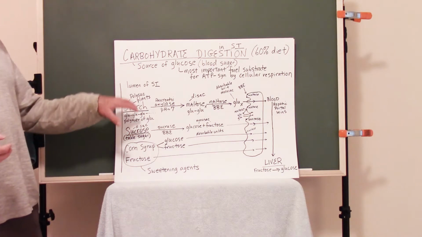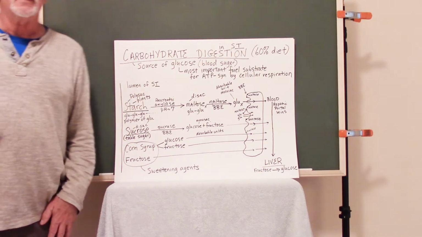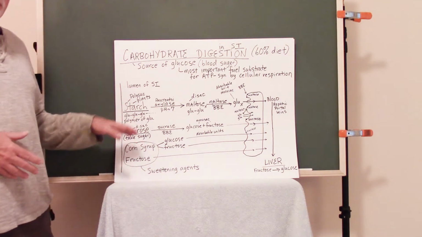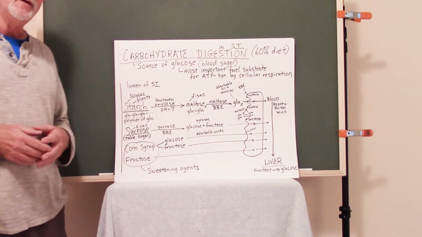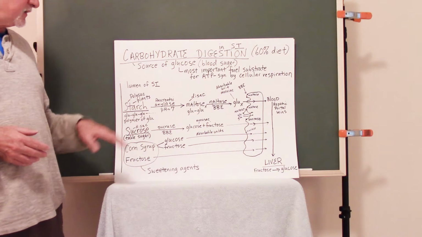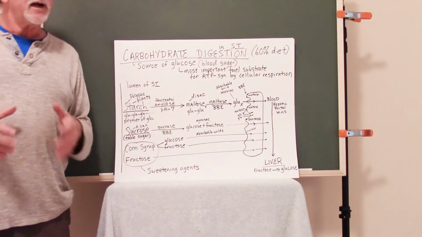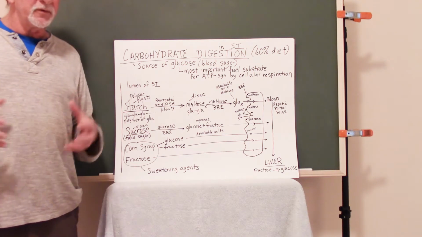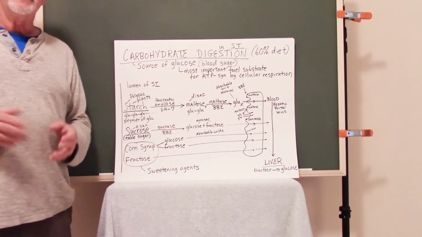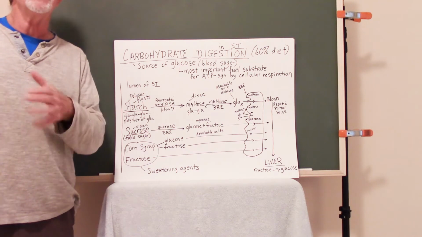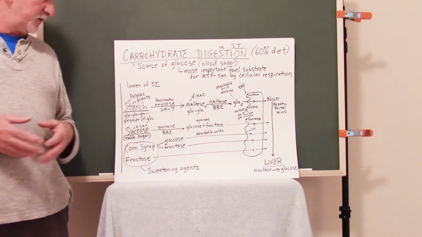In addition to starch, we bring sugar into our body as sucrose. That's table sugar, and it too is a disaccharide like maltose. Disaccharides are not absorbable units. As a result, they have to be further broken down into monosaccharides, which are the absorbable units.